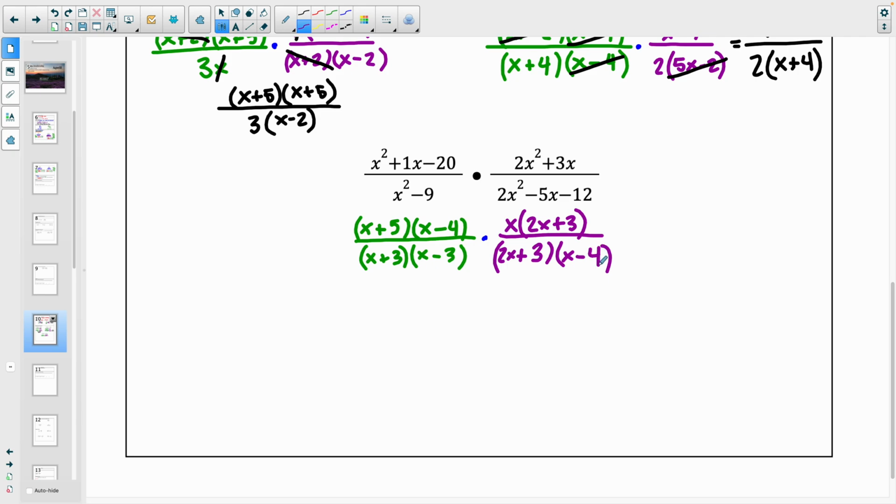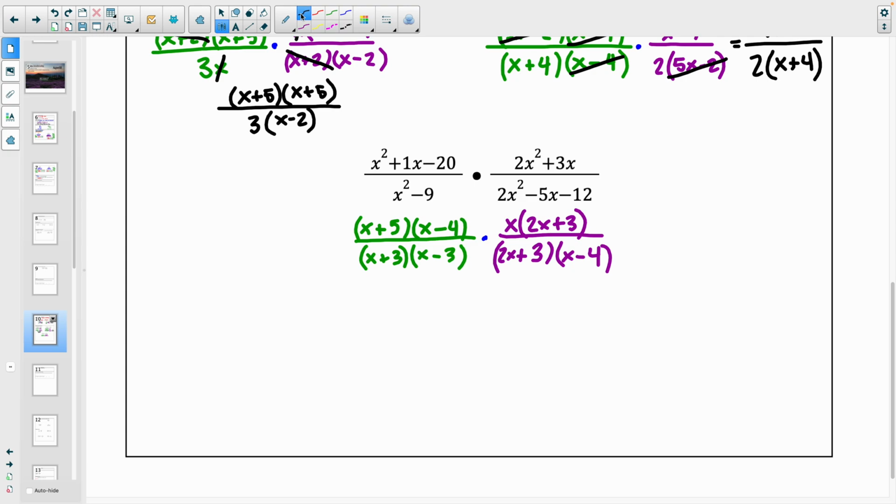And again, I would have you check that by doing insides. So 3 times x is 3x. Outsides is 2x times negative 4. That's negative 8x. So 3x minus 8x gets us that negative 5x. All right, so make sure you're double checking those, especially the ones with the leading coefficients.